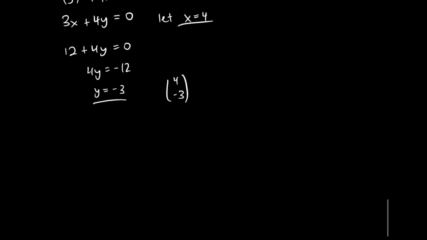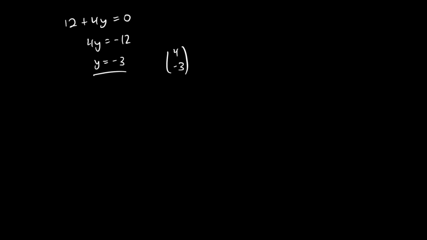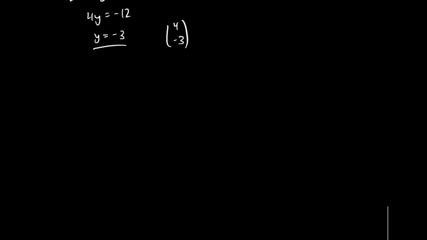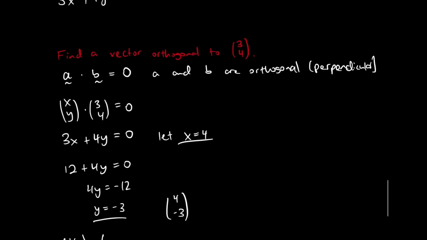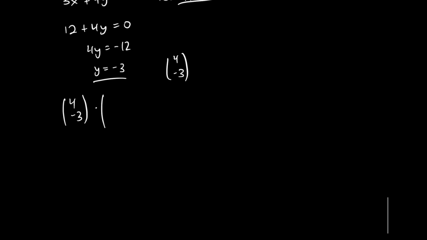And we want to verify this solution to be sure that we've done it correctly. And how you can do that is if you just take this vector we found, (4, -3), and take the dot product with the vector we had from the start, which was (3, 4), it should give you 0. So let's just find out what this is. 4 times 3 is 12, and negative 3 times 4 is negative 12, which is 0. So that verifies our solution.